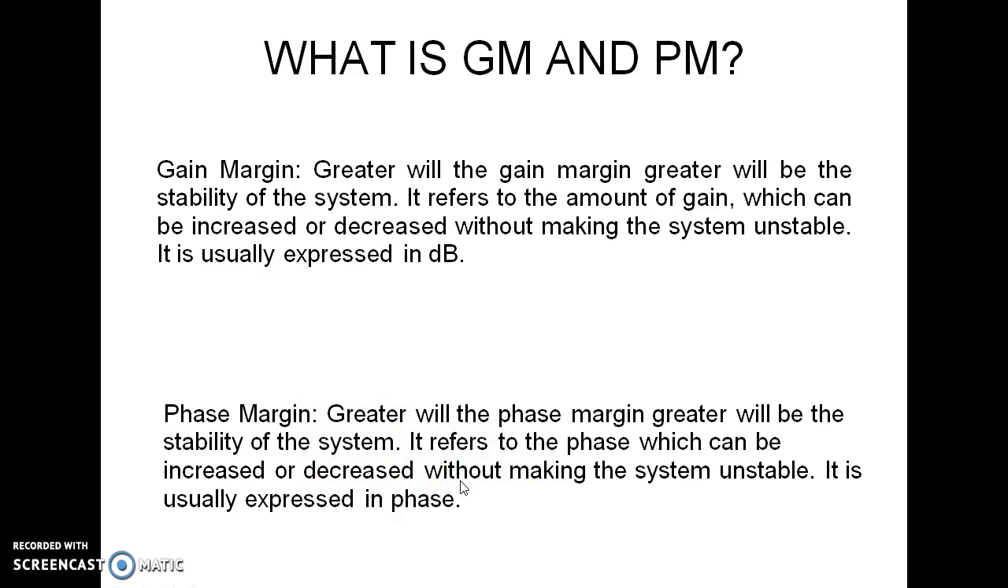Gain margin is the margin which we can add in the actual gain of the system, and the system will still remain stable. So that means you can add or decrease the gain of the system by a margin defined by the gain margin, and the system will still remain stable. It is normally expressed in the unit dB.